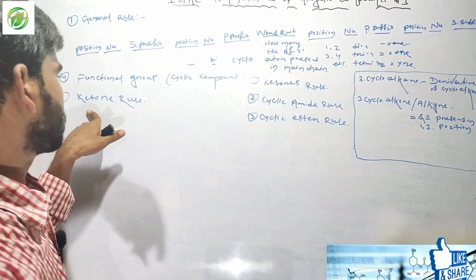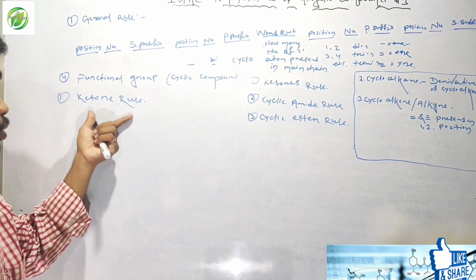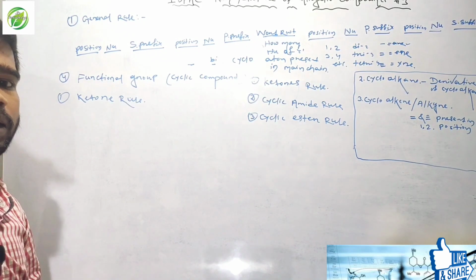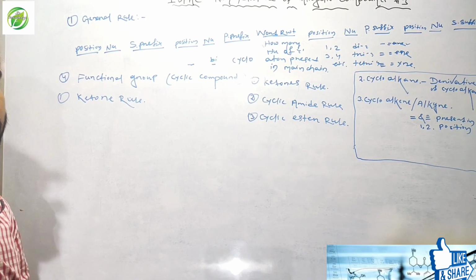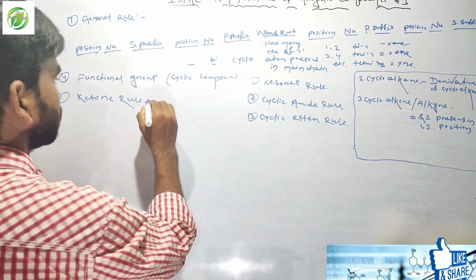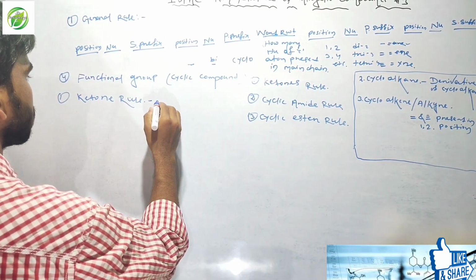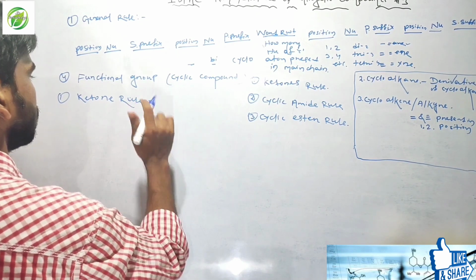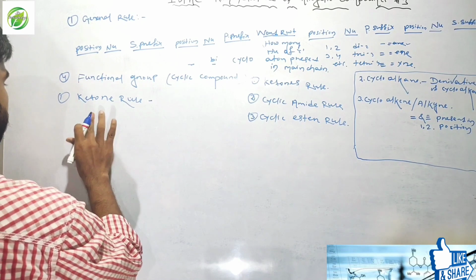Ketone rules suggest that ketone is a main functional group. When a ketone is present in a cyclic ring, the ketone is also a part of this cyclic ring. So ketone is always the main functional group. What is the main functional group? Let's try to understand with the help of examples.